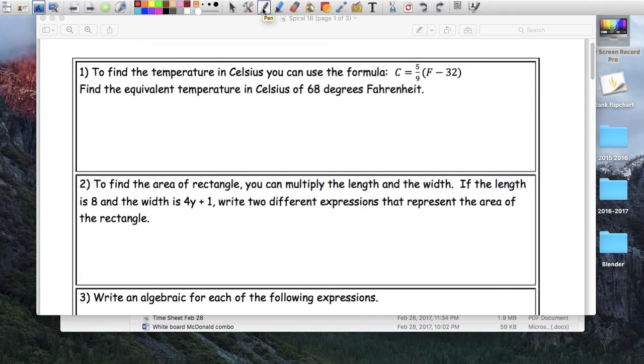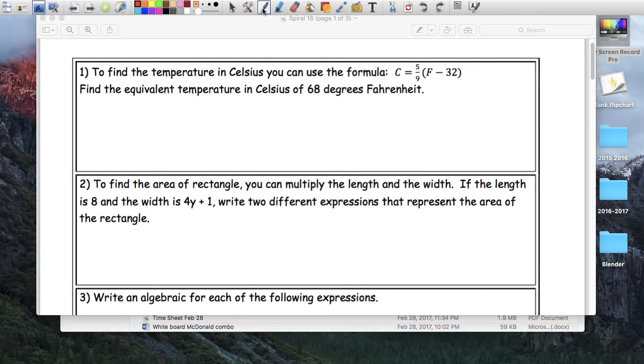Find the temperature in Celsius. You can use the formula C, Celsius, equals 5/9 times Fahrenheit minus 32 in parentheses. Anytime you have a temperature in Fahrenheit and you want to change to Celsius, this is a formula that you can use.